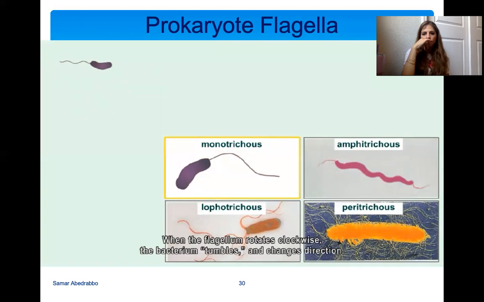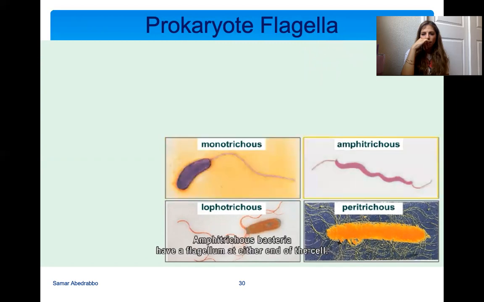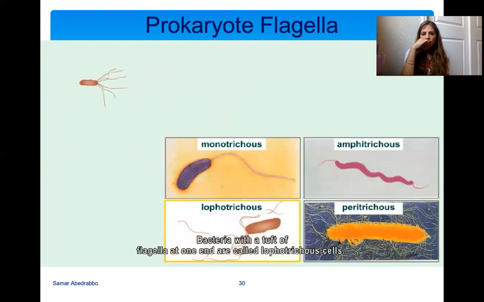When the flagellum rotates clockwise, the bacterium tumbles and changes direction. Amphitrichous bacteria have a flagellum at either end of the cell. Bacteria with a tuft of flagella at one end are called lophotrichous cells.